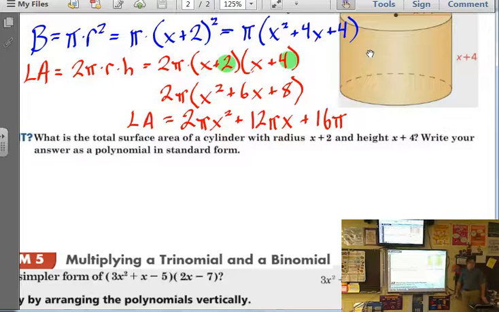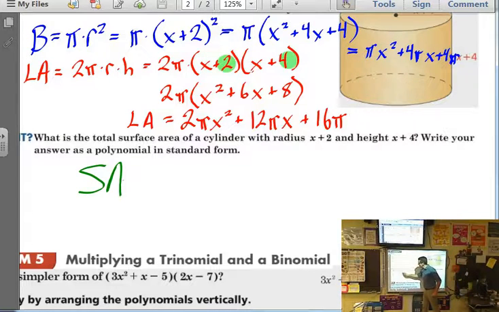Now, again, think about combined. You should have this written out somewhere. This is pi x squared plus 4 pi x plus 4 pi. So now my total surface area, combine all your like terms. I have a 2 pi x squared and a pi x squared.